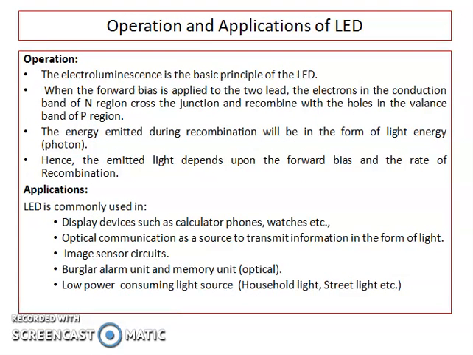Next we will see the operation and some applications of LED. Regarding the operation, electroluminescence is the basic principle of the LED. The forward bias is applied to the two leads, the P-type and N-type junction material leads. The electrons in the conduction band of the N region cross the junction and recombine with the holes in the valence band of the P region. The energy emitted during recombination will be in the form of light energy, that is photonic energy. Hence the emitted light depends upon the forward bias and also the rate of recombination.